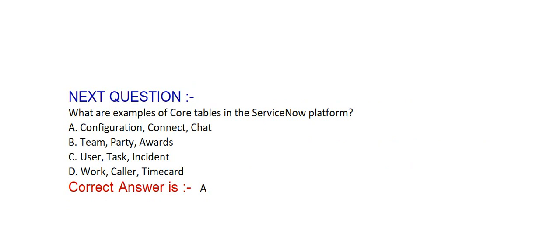Next question is what are examples of code tables in the ServiceNow platform? Option A, Configuration, Connect, Chat. Option B, Team, Party, Awards. Option C, User, Task, Incident. Option D, Work, Caller, Time Card. Correct answer is option A, Configuration, Connect, Chat.